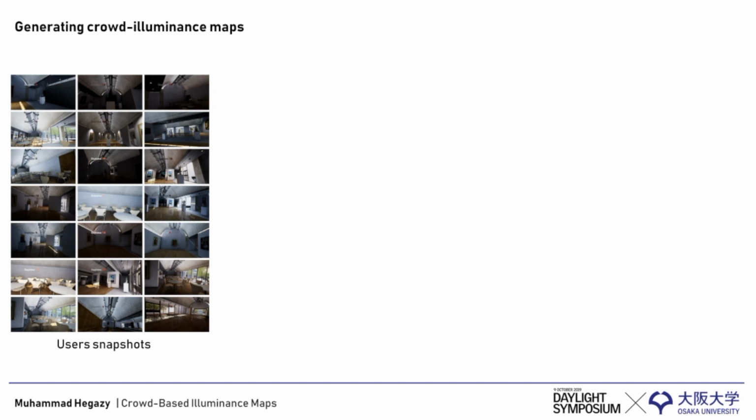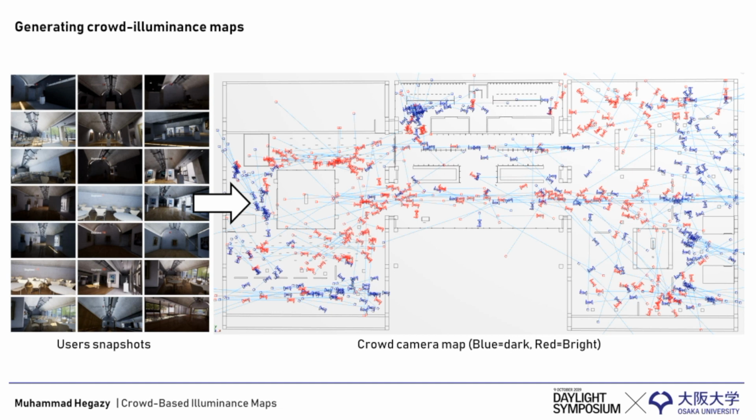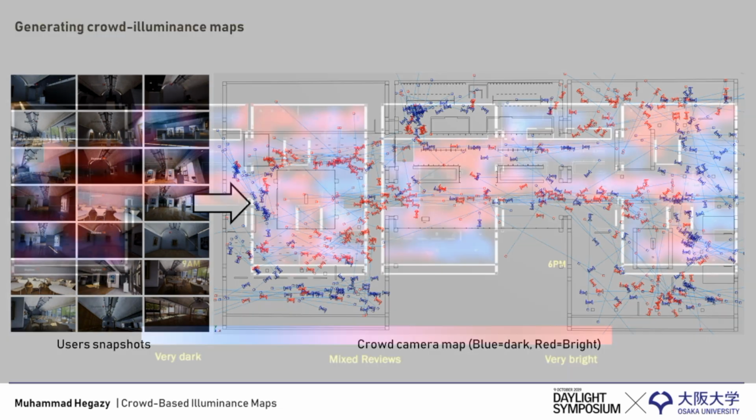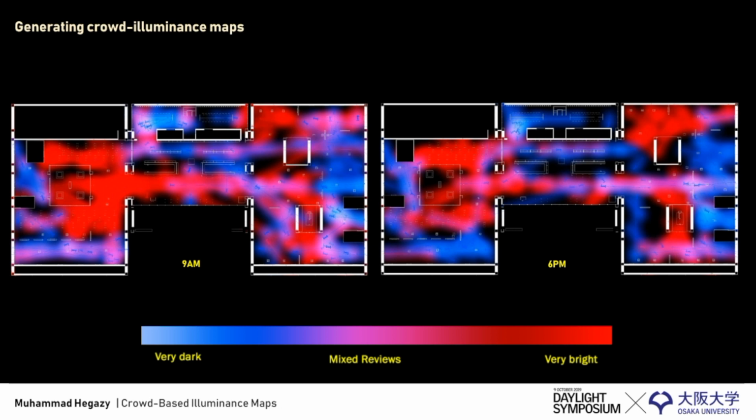So we used the snapshots that we collected from all the users to make what we call a crowd camera map. The map here shows every snapshot taken by users, and it was tagged by position and by the target that the user was looking at. And also it was tagged by being dark or bright.